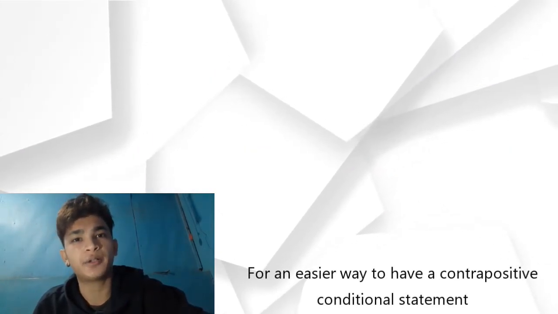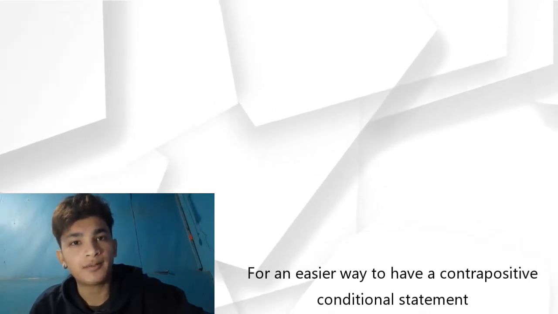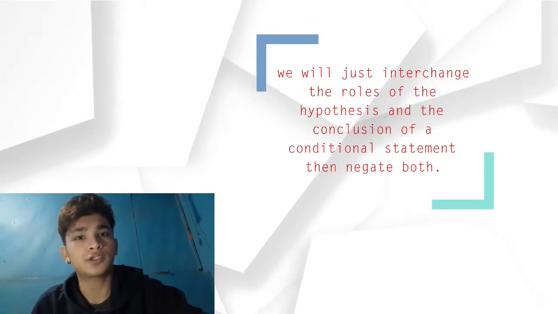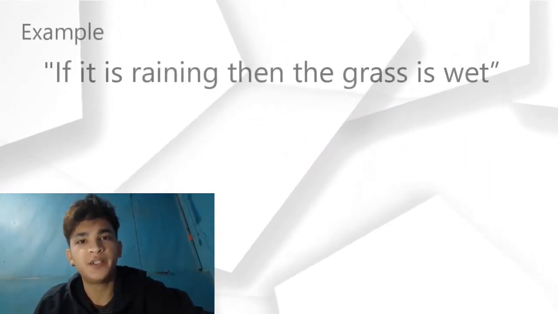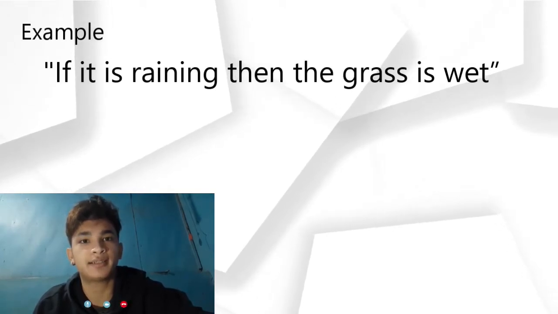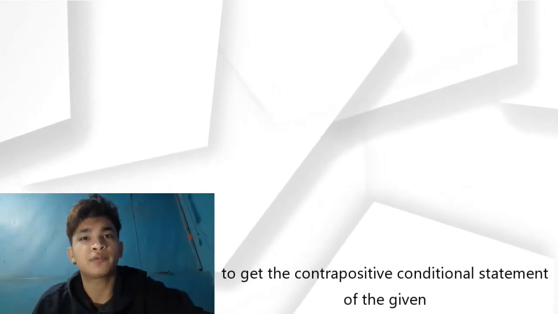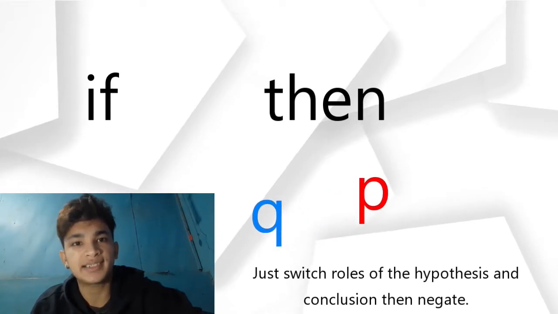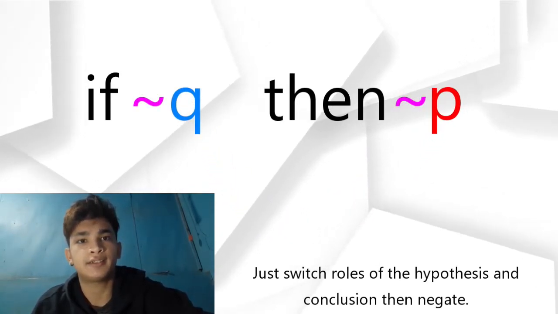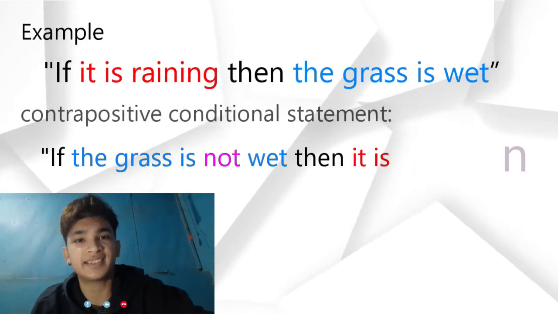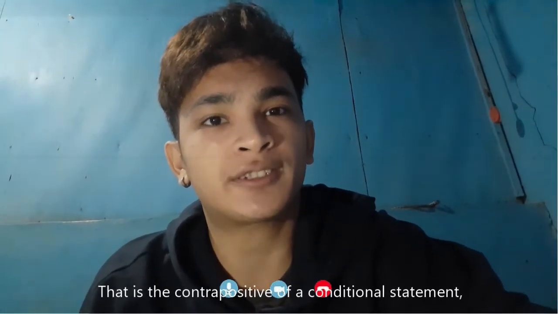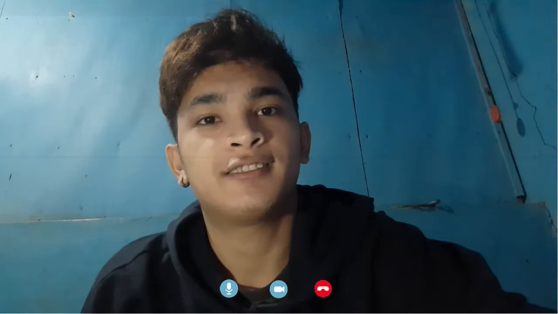For an easier way to have a contrapositive conditional statement, we will just interchange the roles of the hypothesis and the conclusion of a conditional statement and negate both. For another example, we have, if it is raining, then the grass is wet. To get the contrapositive conditional statement of the given, just switch the roles of the hypothesis and the conclusion, then negate. There we will have, if the grass is not wet, then it is not raining. That is the contrapositive of a conditional statement. Thank you.